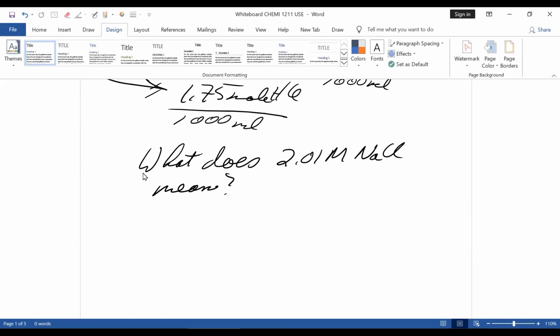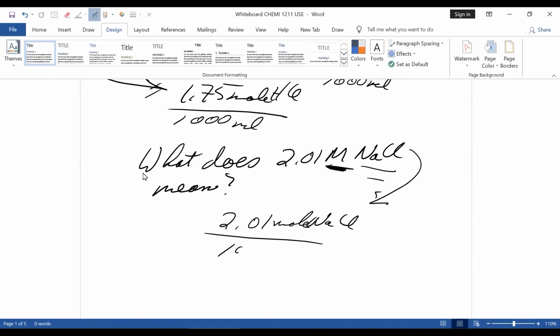Time's up. As soon as you see capital M, that means molarity. And what does this mean? It means 2.01, capital M means moles of solute, sodium chloride, per 1,000 milliliters. Now, there's something else you should know.